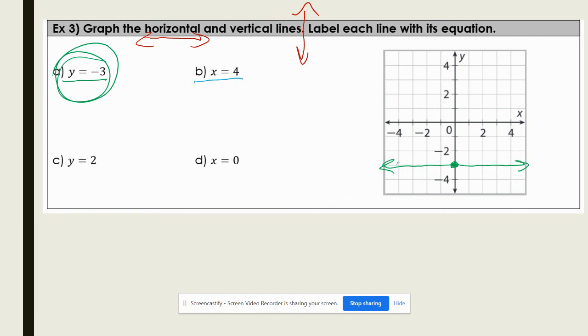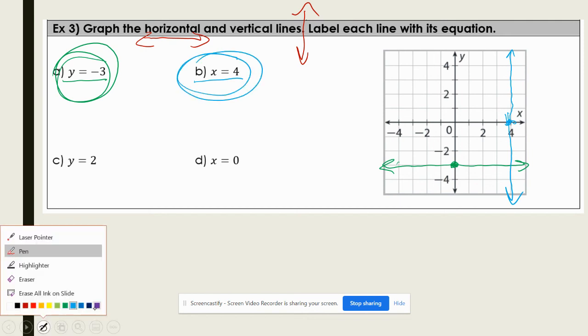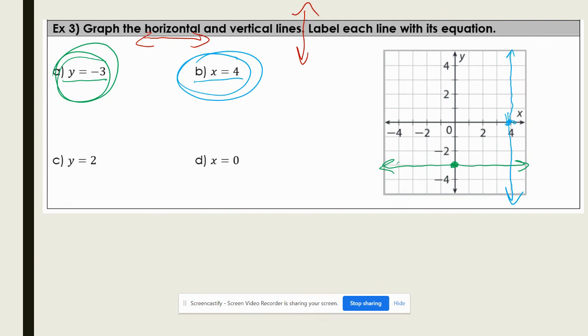X is equal to 4. X is equal to 4 right here, and all this way. As long as I can go along this whole line and x is 4 the whole time, then I know that that's the correct graph. Again, there's no y in that one, so we really don't care what y is doing. We only care what x is doing.